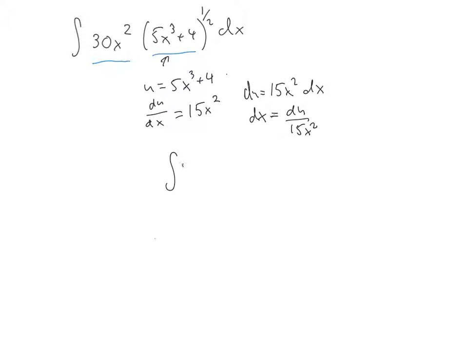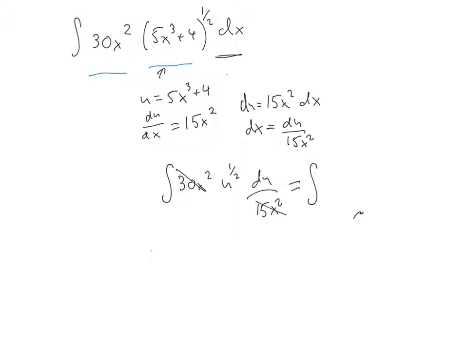So then what we can do is go back to our original equation and rewrite this as the integral of 30x squared u to the 1/2, and we're going to plug in for dx and get du over 15x squared. The 15x squared cancels with 30x squared, but now this whole thing becomes 2. The 30x squared over 15x squared becomes 2 u to the 1/2 du, and the antiderivative of u to the 1/2, let's see what that's going to be.